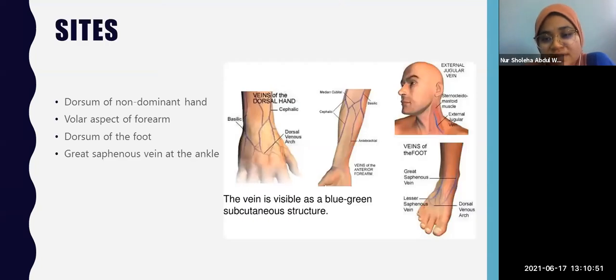Okay, the next slide is about the site for IV cannulation. Commonly we use the dorsum of the non-dominant hand. Next, we can use the volar aspect of the forearm. Then we can use the dorsum of the foot, and we also can use the great saphenous vein at the ankle. Okay, next.